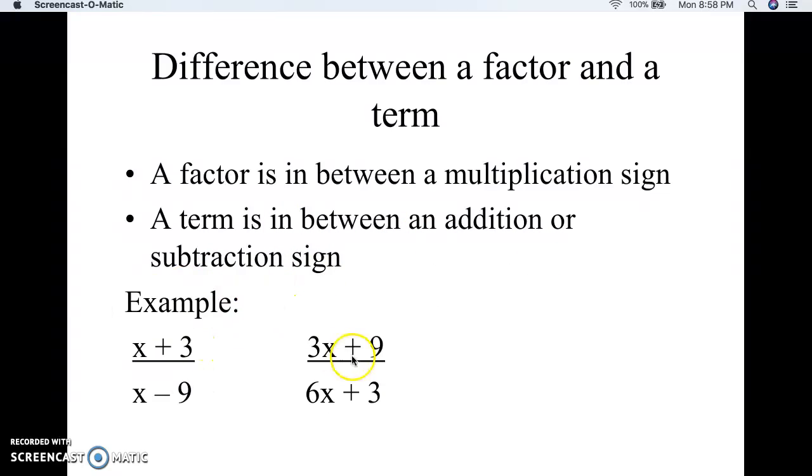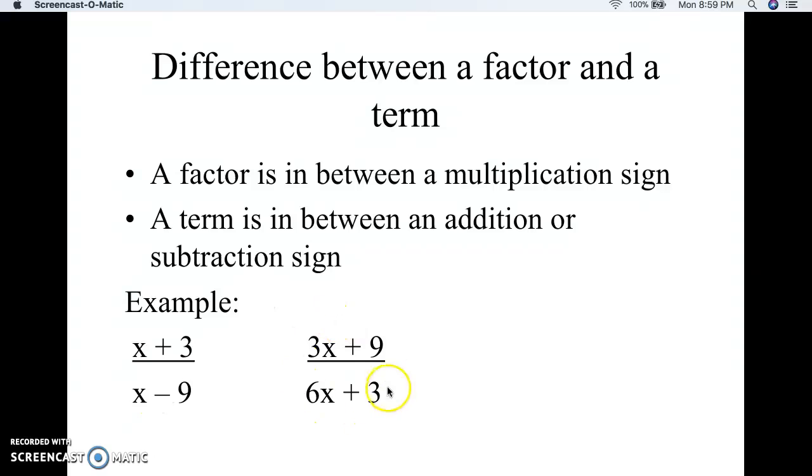So for these two examples, take note, x and x in this example are terms, terms of the numerator and terms of the denominator. This means I cannot cancel x and x here, since these two are terms of the numerator and the denominator.